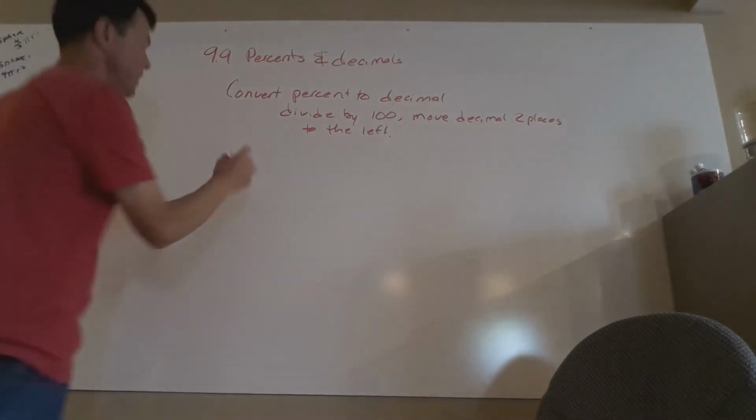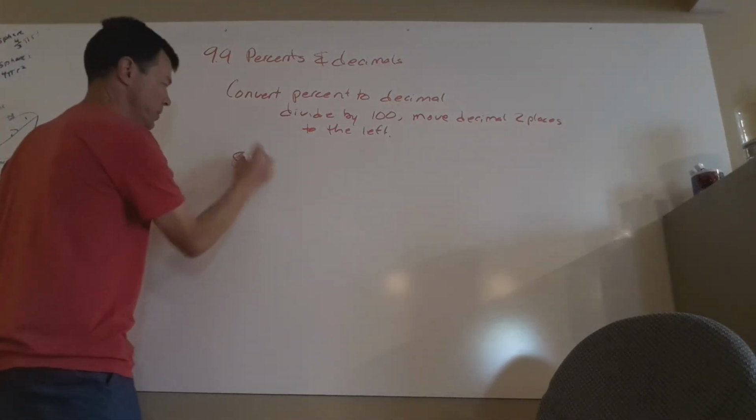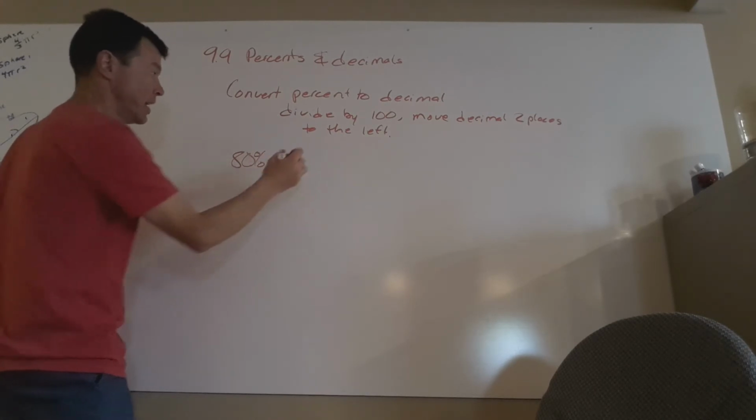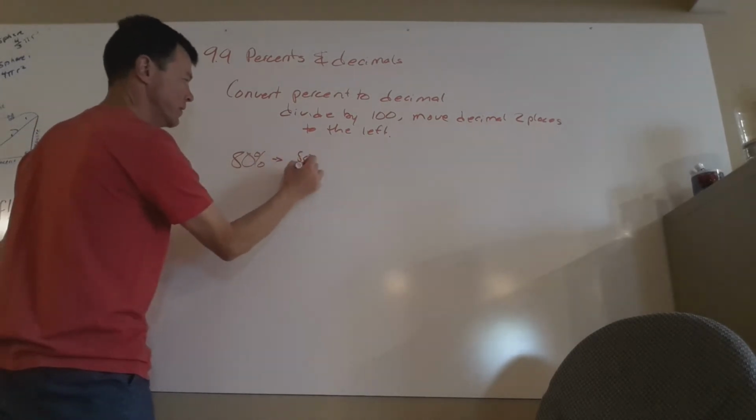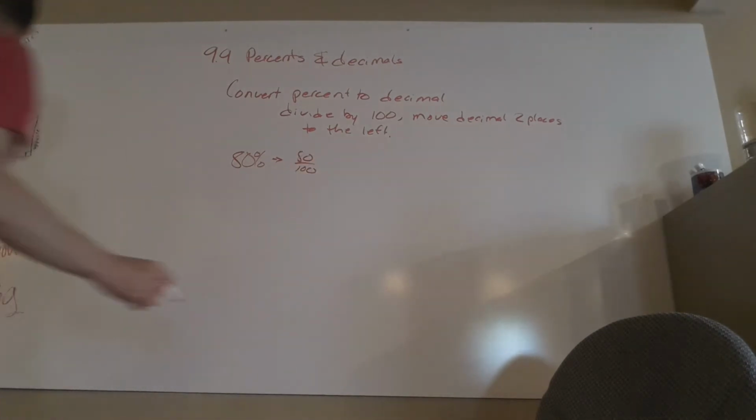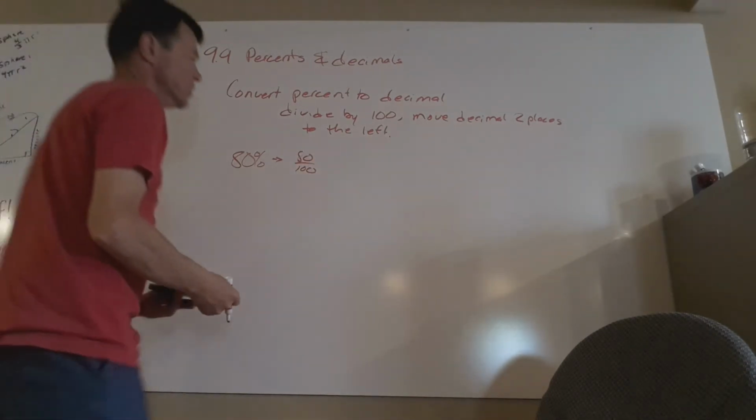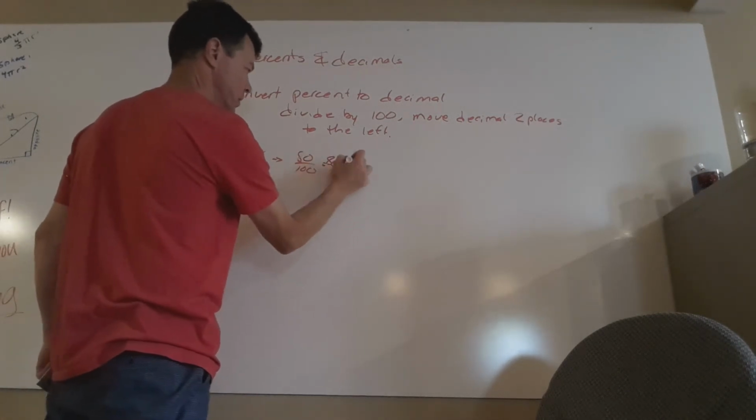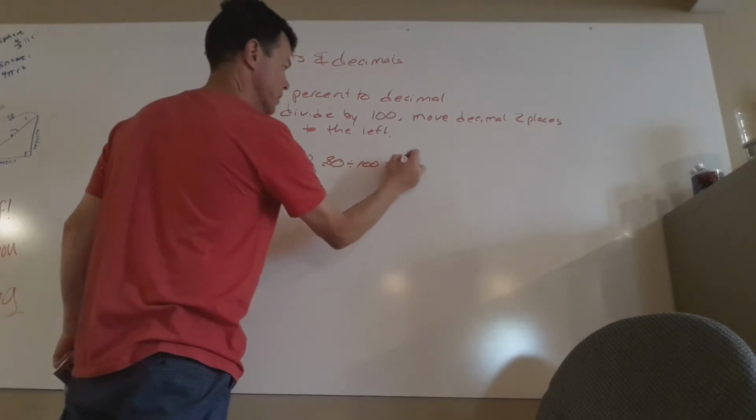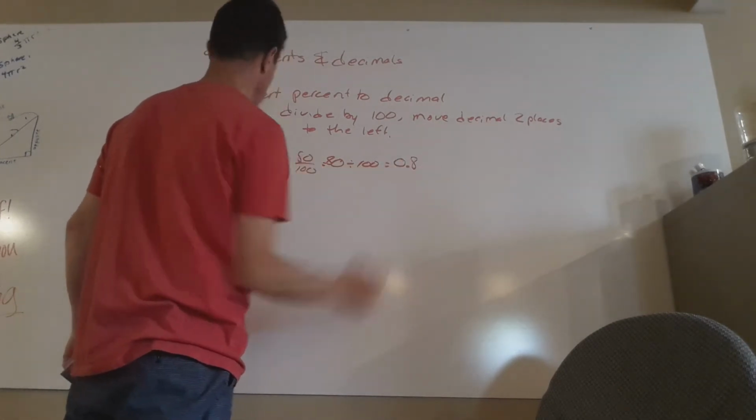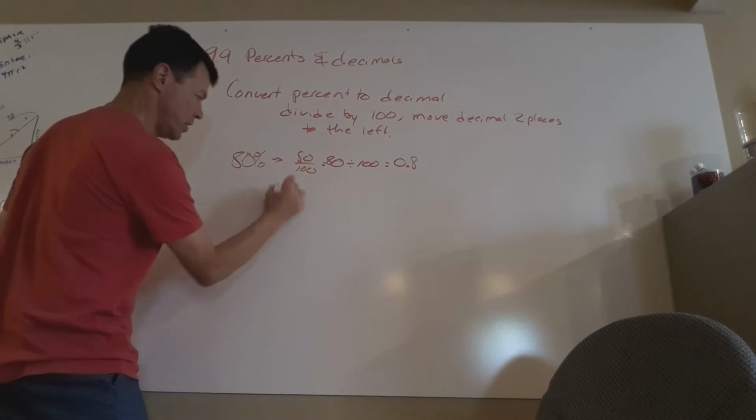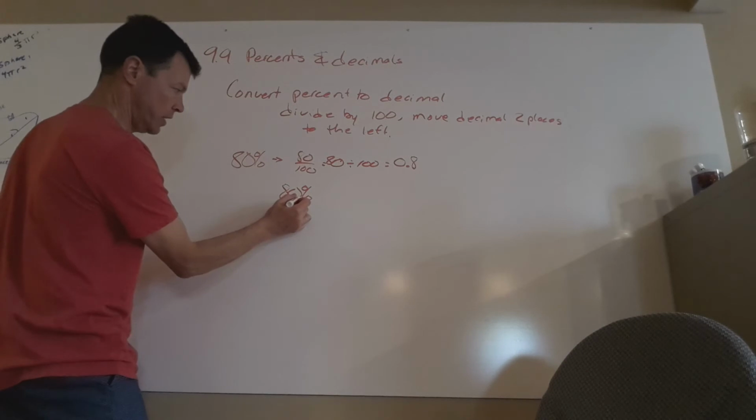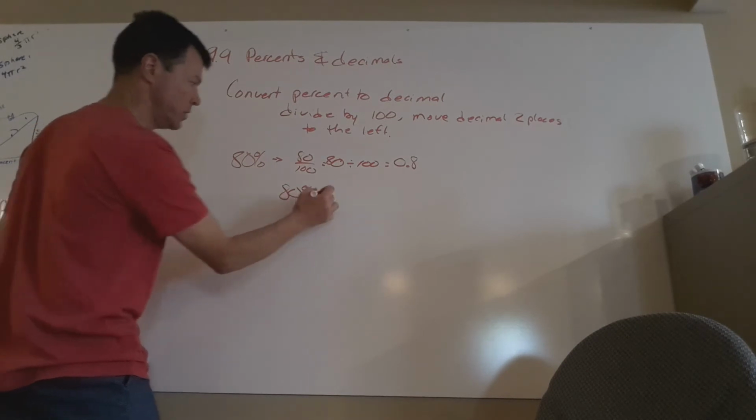Okay, let's say we got an 80, let's just go with 80%. 80% means 80 out of 100. So if we divide by 100, 80 divided by 100 equals 0.8. And so essentially, you are only moving your decimal, just moving it 2 places to the left. It starts out here, 1, 2.